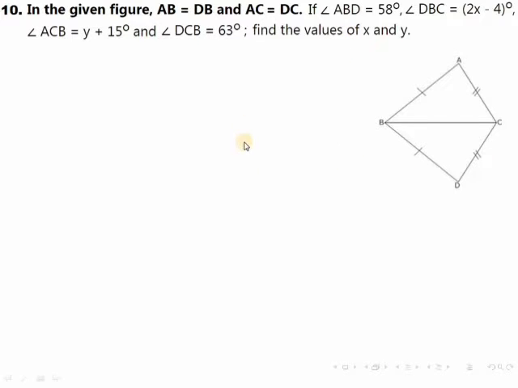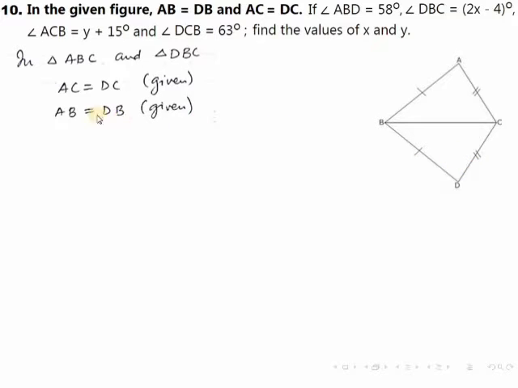So how to do that? For that, I'll show that this triangle is congruent to this. So let's see how to do this. In triangle ABC and triangle DBC, we see that AC is equal to DC, which is given to us. AB equals DB is also given, and in both the triangles one side is common, and that common side is BC. So BC equals BC, which is common out here.